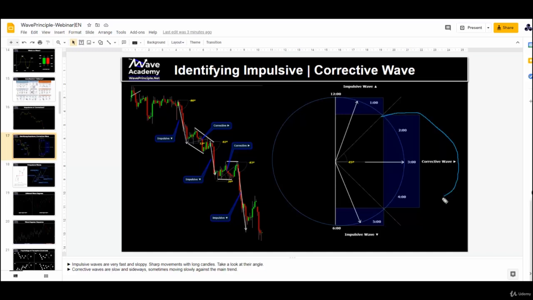For example, in this zone, we are watching a corrective wave because it's going lateral. And in this angle, we're watching an impulsive movement because it's going up or it's going down.